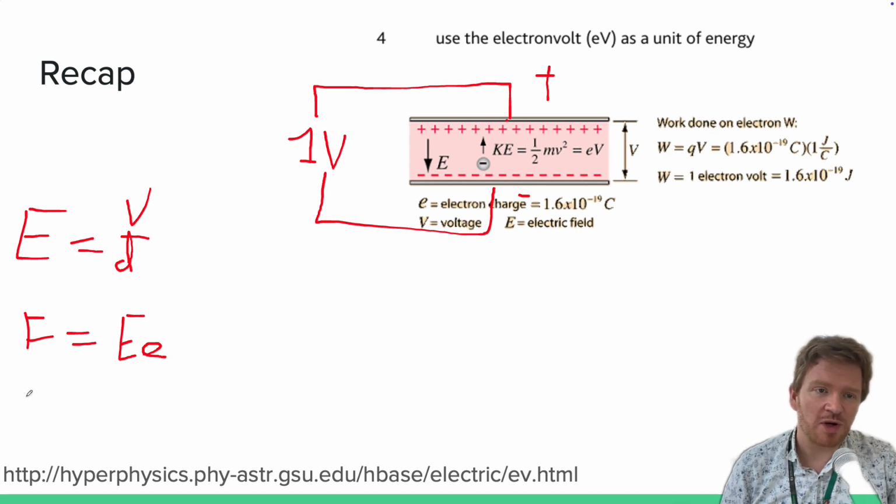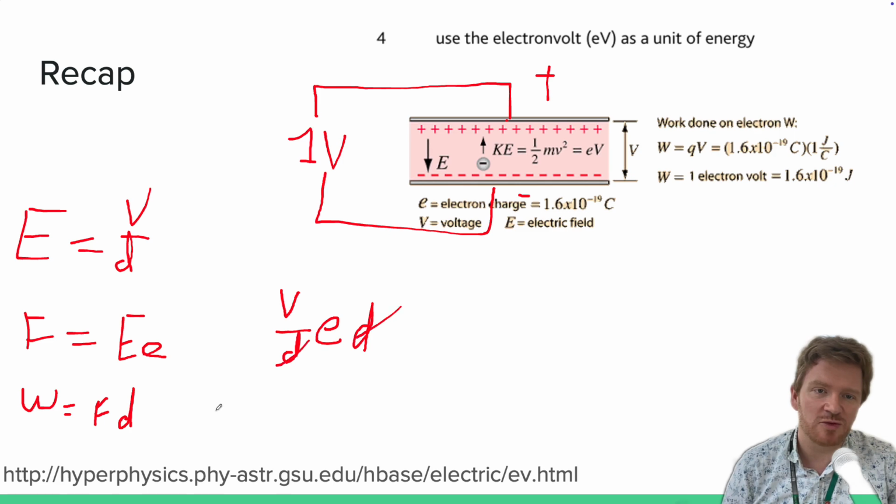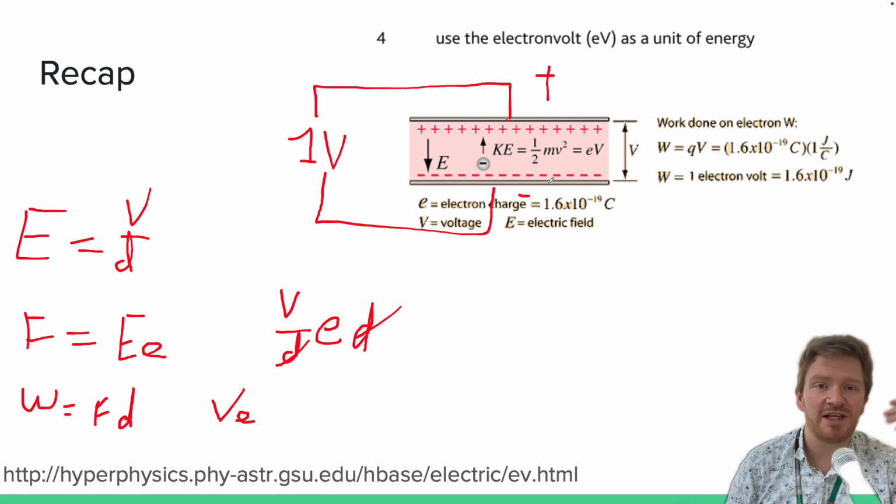So I can also say work is equal to force multiplied by distance. So if I put all of these together, that becomes V over D multiplied by e multiplied by D again. So the work done, the energy on an electron, these D's cancel, and I get whatever the voltage is multiplied by the charge on the electron. So that's the work done. So that's going to be the effective kinetic energy that I give to an electron.